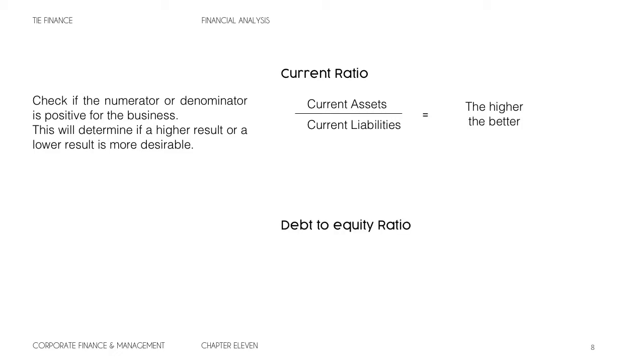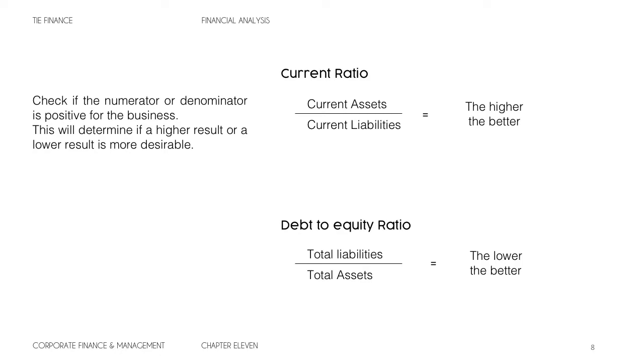And our second, debt to equity ratios. Here we have total liabilities divided by total assets. And here, because we want, of course, more assets than liabilities, because it's just much better for a business to have more assets, here we want a lower result.